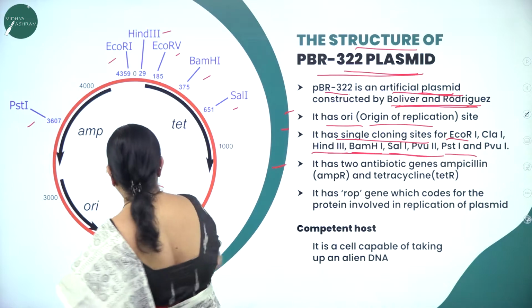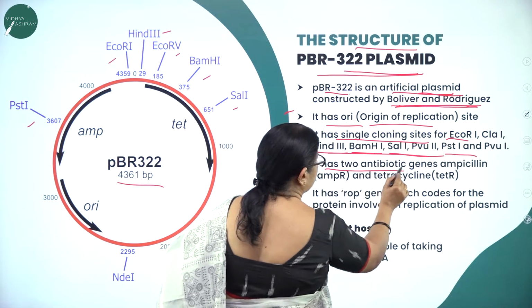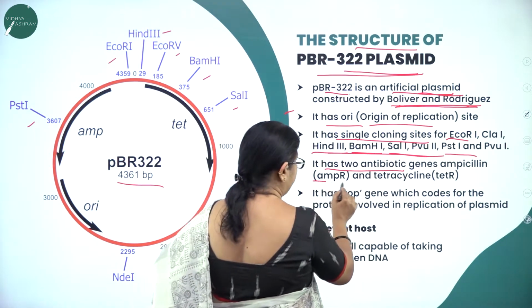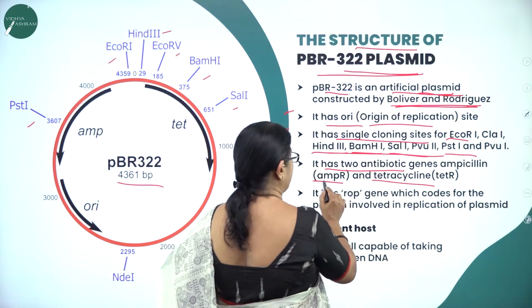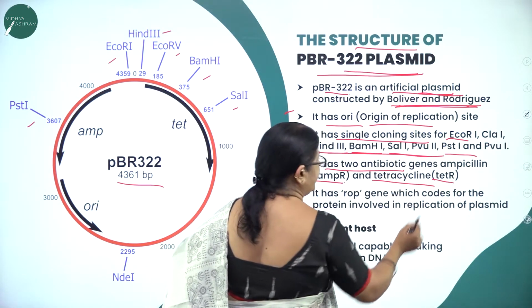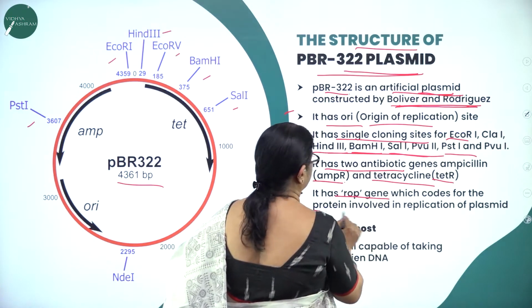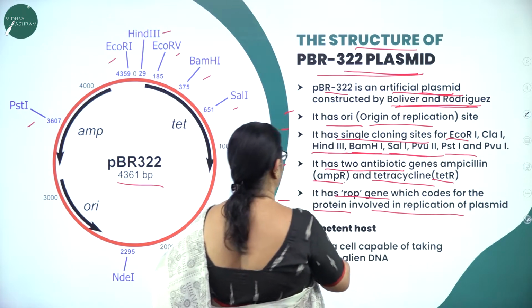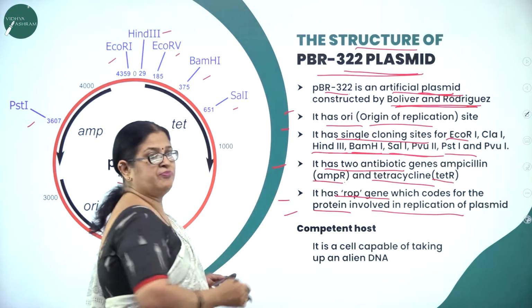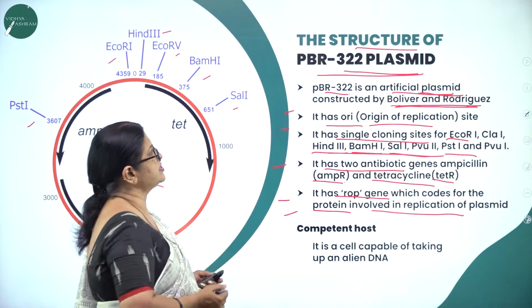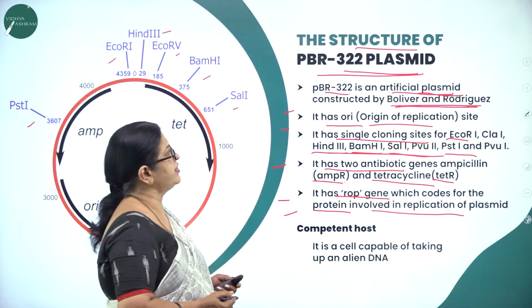Then it has two antibiotic genes, that is ampicillin and tetracycline, that is AMPR and TETR. It has ROP gene which codes for the protein involved in replication of plasmid. So these are the very important features of this plasmid PBR 322.